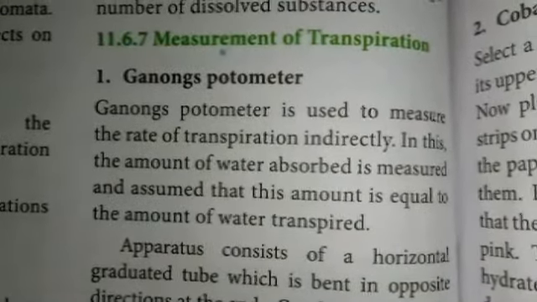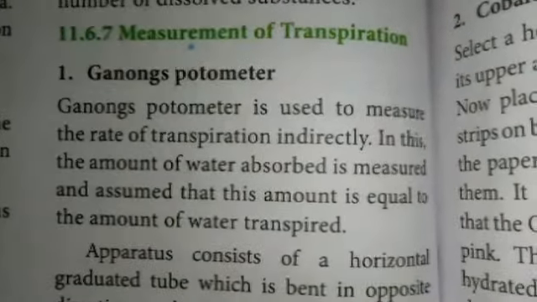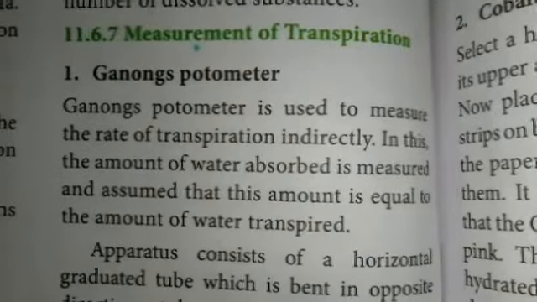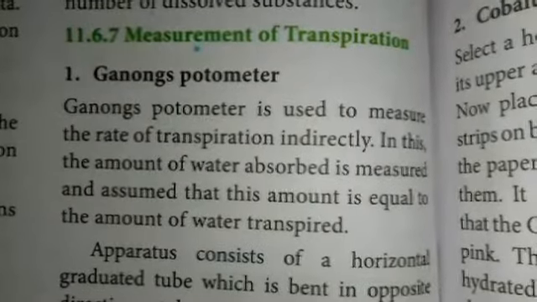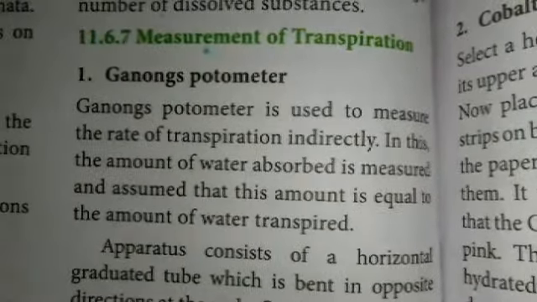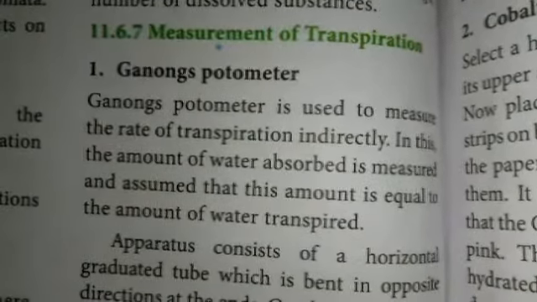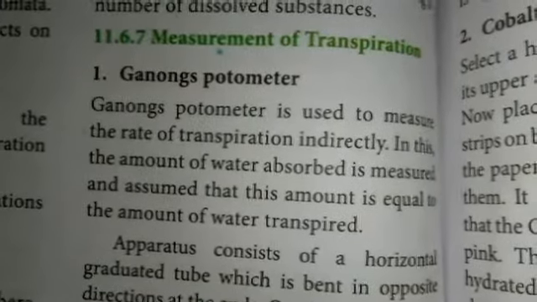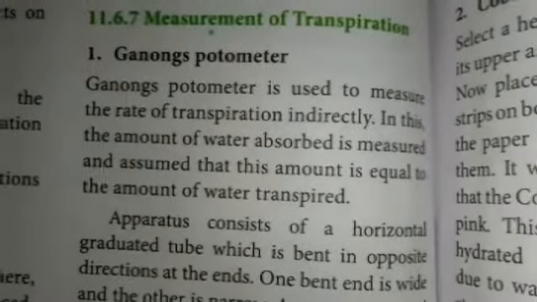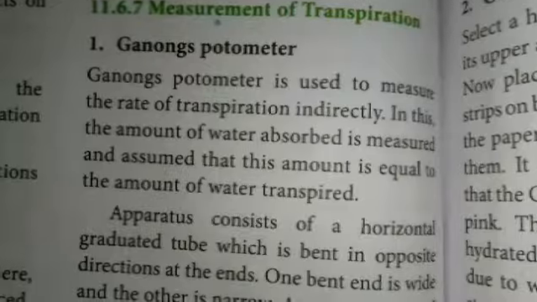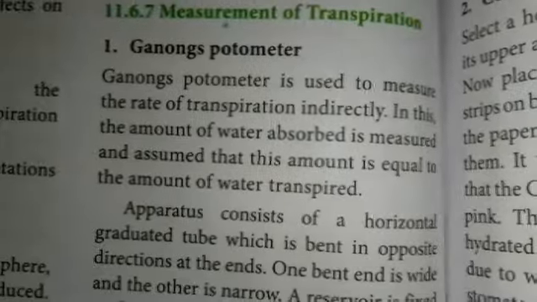For measurement of transpiration, the instrument used is called Ganong's potometer. Ganong's potometer is an instrument which is used to measure the rate of transpiration indirectly. In this, the amount of water absorbed is measured and assumed to be equal to the amount of water transpired, that is, lost by the plants by means of transpiration.